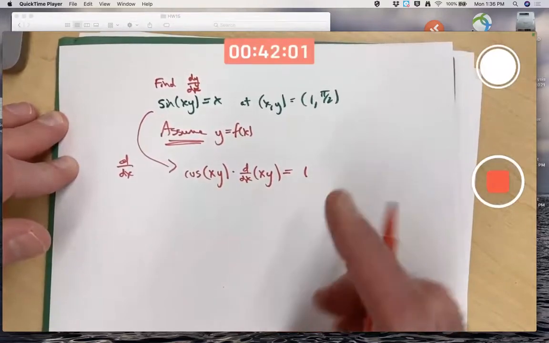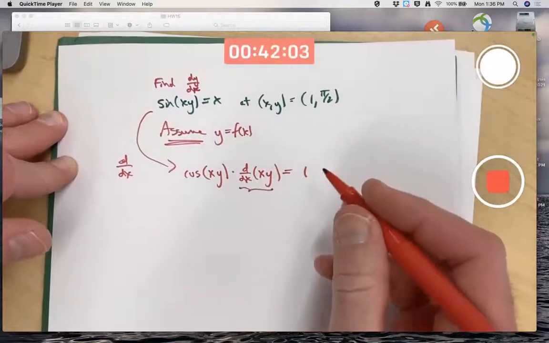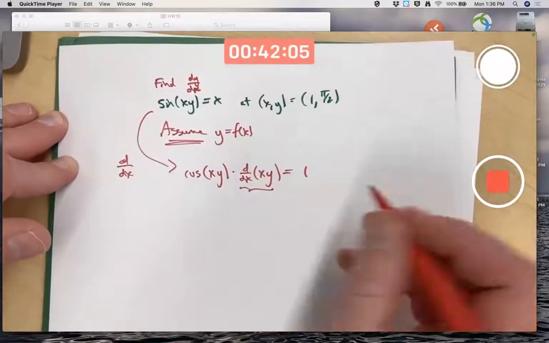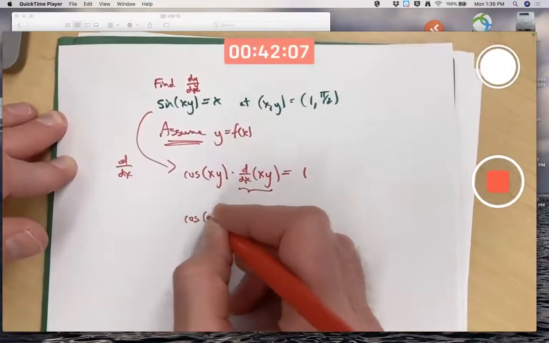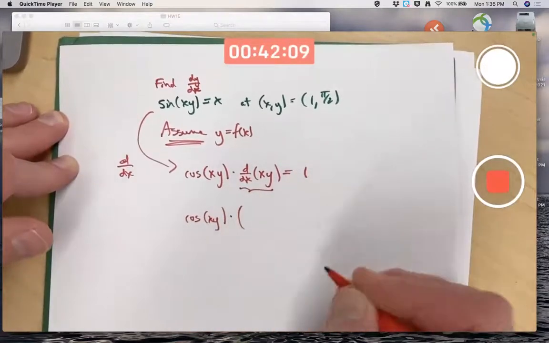However, now I'm not done. I need to differentiate that. That's a product of two functions. I need the product rule. And yes, y is not a constant here. It's a function of x.